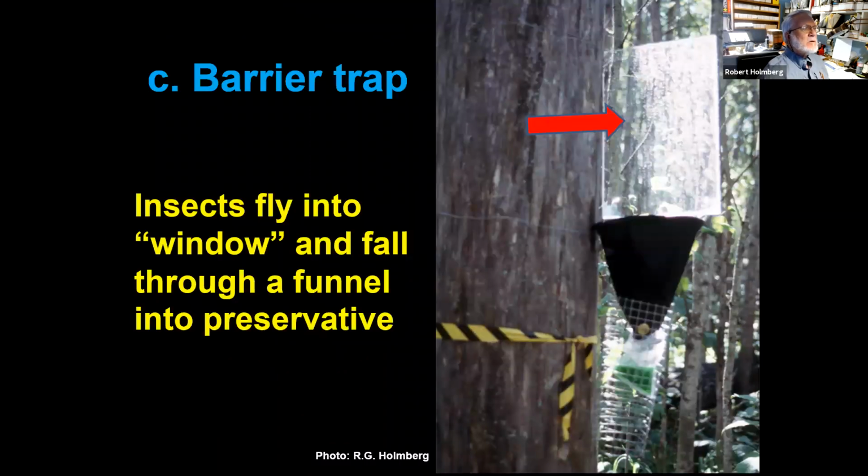So here's another barrier trap. This is called the window trap. This is for flying insects, and they fly into this plexiglass sheet, again, breaking their momentum. They fall down through the funnel into some preservative.